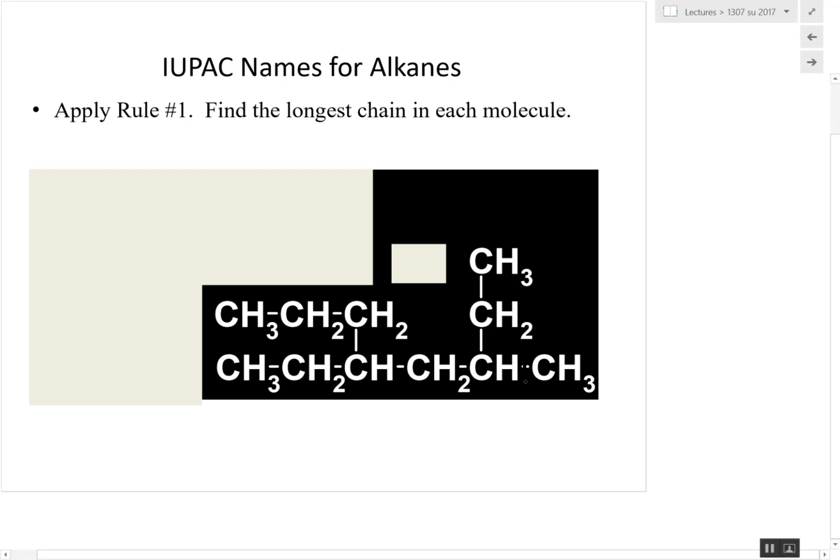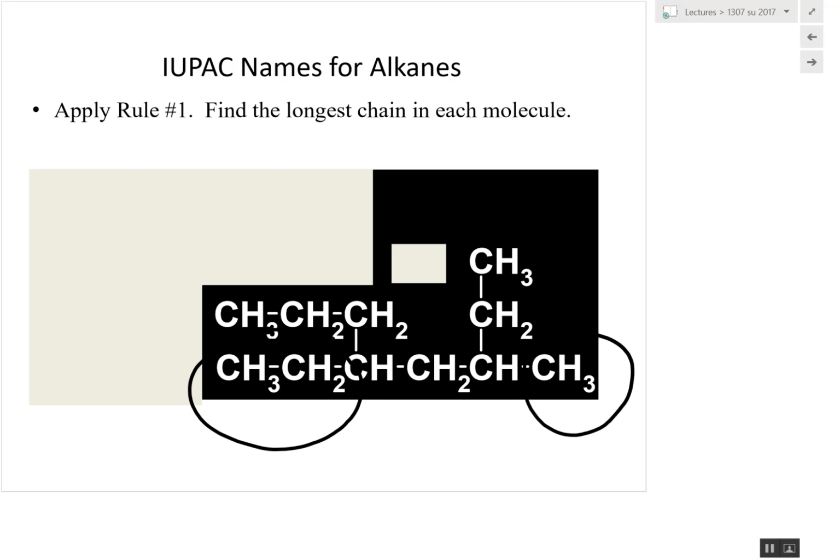It did say identify your substituents. I'm drawing a black circle around them, but you can't see it. Those two are the substituents, but this is 8 carbons long. So what's the prefix that goes with 8? Oct. So the parent name of this is octane.